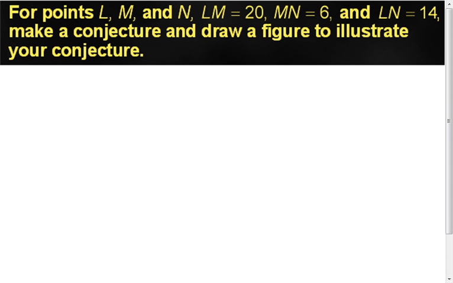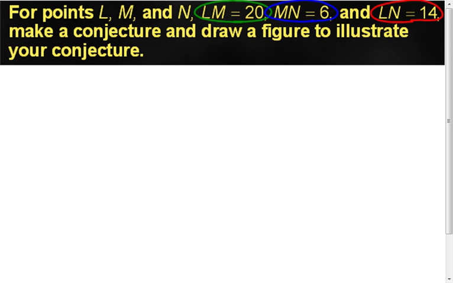Now here's one that has a lot of geometry involved. We have 3 different points. We have point L, point M, and point N. And then it tells us the length of segment LM is 20 units. The length of segment MN is 6 units. And the length of segment LN is 14 units.